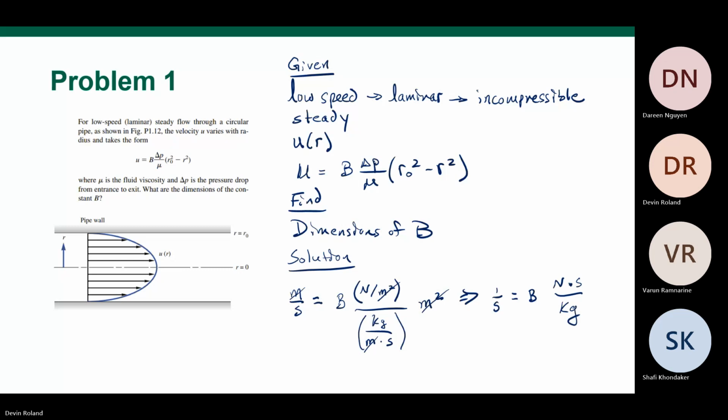From here, what I would do is recognize that a newton has a bunch of dimensions locked up inside of it. So we can split that newton up into kilogram meter per second squared. And then that is multiplied by seconds, and that's divided by kilograms.